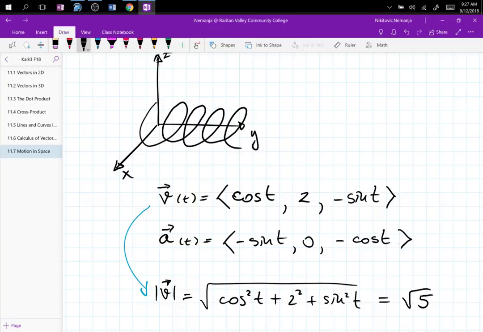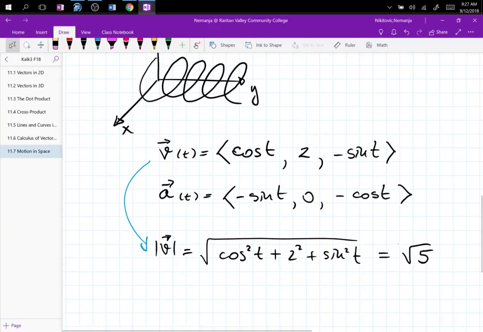Root 5 what? Apples? No, meters per second or feet per second or whatever, your miles per hour, whatever the units were for the distance and whatever unit of time we're using to measure all of this.